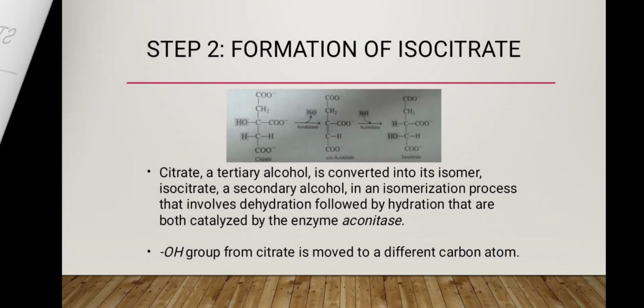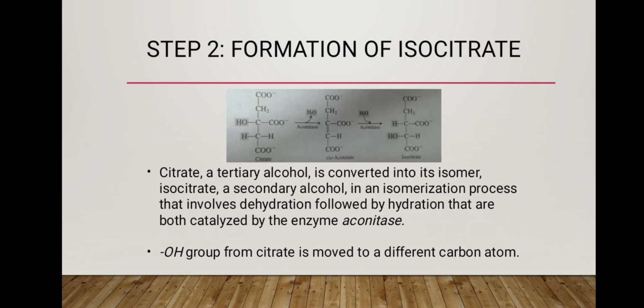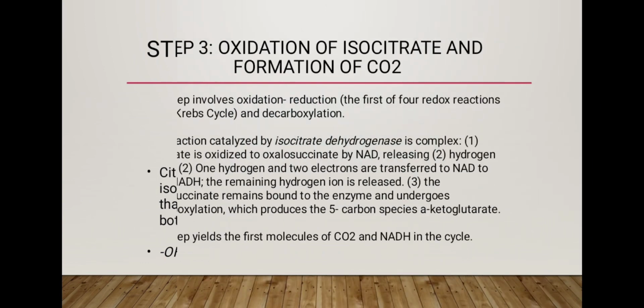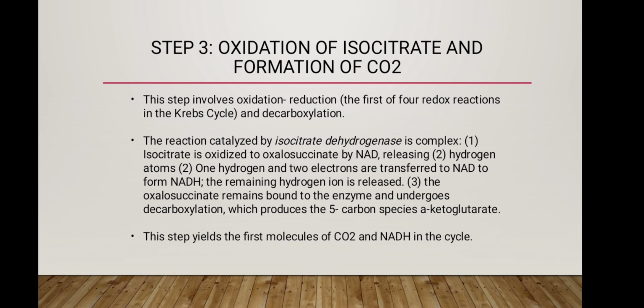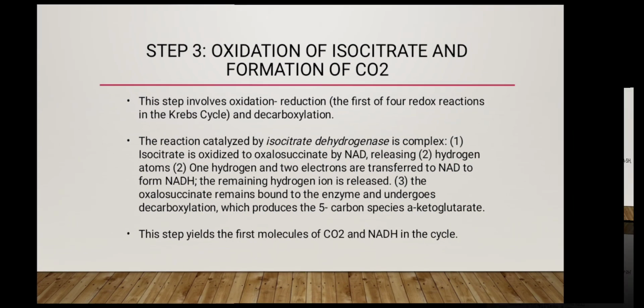Step 2. Formation of isocitrate. Citrate, a tertiary alcohol, is converted into its isomer isocitrate as a secondary alcohol in an isomerization process that involves dehydration followed by hydration that are both catalyzed by the enzyme aconitase. Step 3. Oxidation of isocitrate and formation of CO2. This step involves oxidation reduction, the first of 4 redox reactions of the Krebs cycle, and decarboxylation.